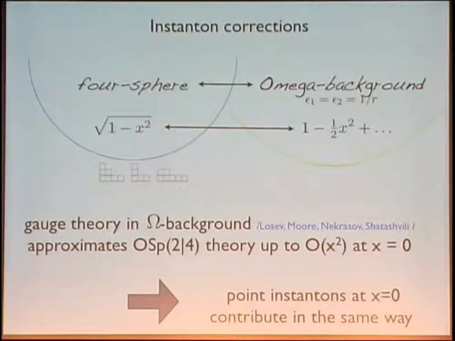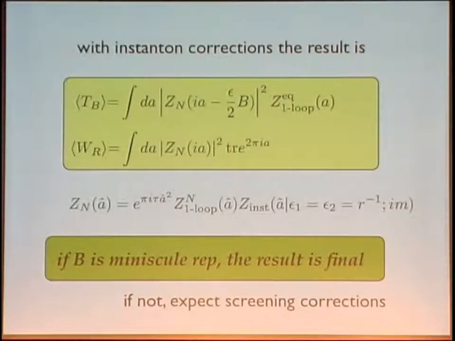Now, since localization restricts to contributions from configurations which are supported just at x equals zero, we get that the contributions are the same. Therefore, point instantons at x equals zero contribute in the same way in these two theories. So we can just borrow the result from the theory in the omega background, and that's the final formula up to monopole corrections in the situation when we have a 't Hooft loop operator.